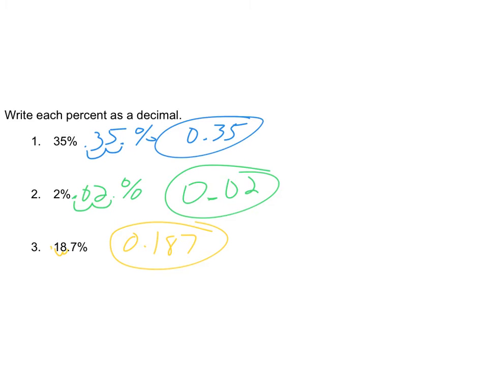The first one, the decimal started out after the 5, so we move it to the left 2 and it becomes 0.35. Second one, the decimal starts after the 2. We move it to the left 2 spots, and since we moved to a spot where there wasn't a number, we fill in with a 0, so it's 0.02. The last one, the decimal starts after the 8, so we move it 2 to the left, and it becomes 0.187.